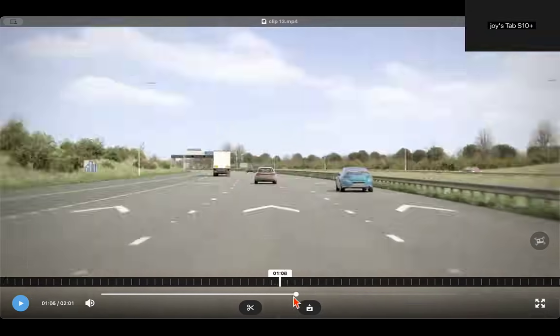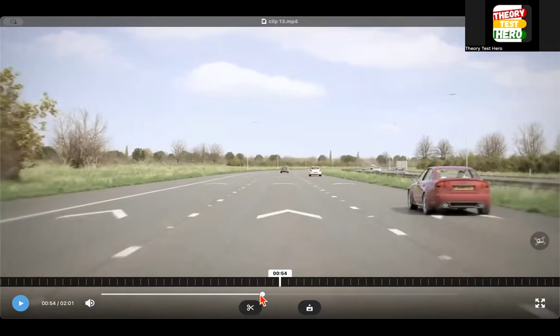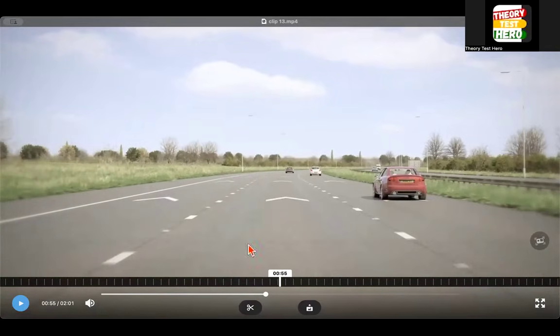If it was in this situation, you would have the red here, because there's no slip road here. Red, white, amber. Good job, guys. Let's do some more.